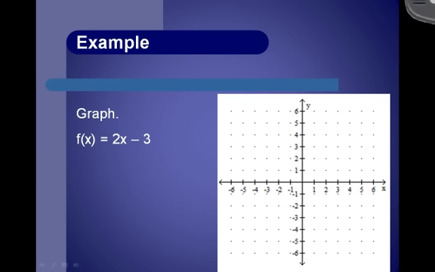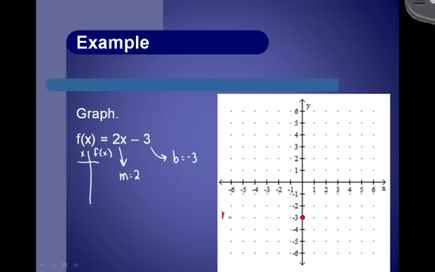For this example, we're just supposed to graph. We can do a couple of things. We can do our table like we did in the earlier topics and plug in points, or we can look at it and say, okay, the number in front of x is the slope, so the slope is 2. The number at the end is your y-intercept, which is -3. To graph that, we start with the y-intercept, -3. We put that point on the graph.